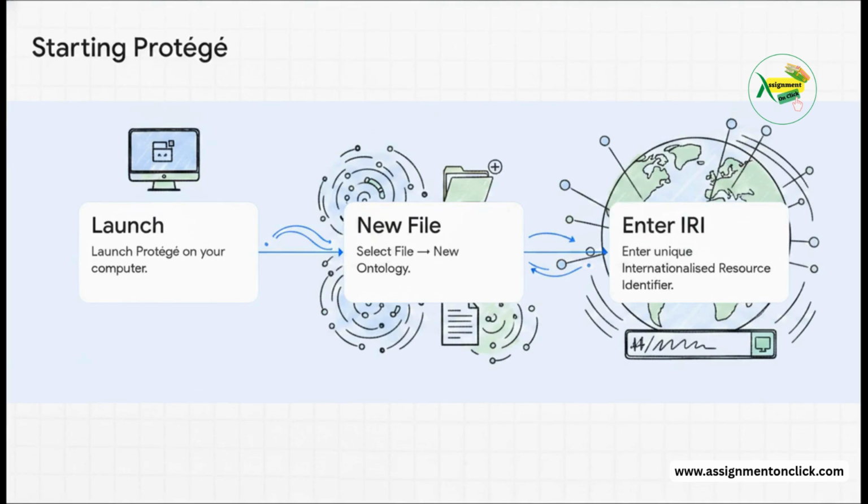We're going to use Protégé for this, which is pretty much the go-to tool for the job. Setting it up is super quick. You just launch the app, hit File, and select New Ontology. Now here's the important part. You need to enter a unique ontology IRI. That stands for Internationalized Resource Identifier. Basically, think of it as your ontology's own unique global address on the web. Hit Continue, and you've got a blank canvas.